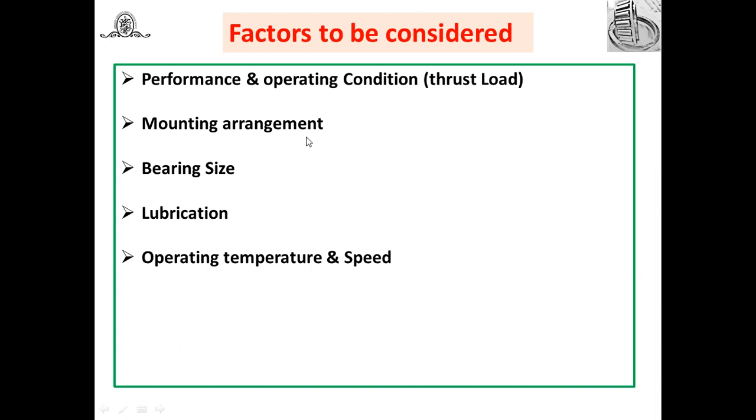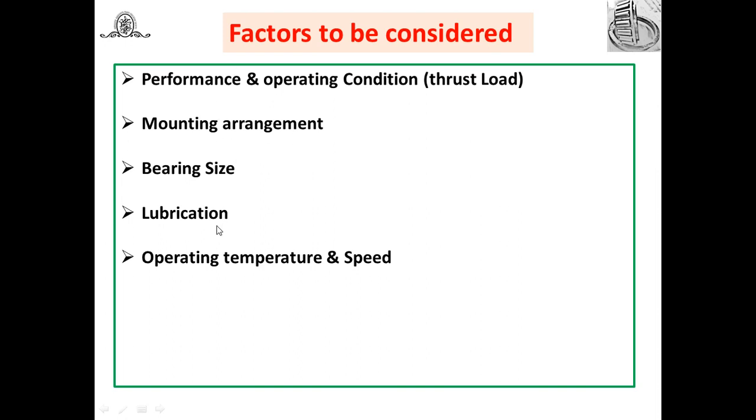Then next one is the bearing size. Why bearing size? Because here in nomenclature we have discussed how the different numbers designate the bearing. So here you will find that as the size of the bearing increases, the cost also increases. Even for the same diameter shaft, 3 to 4 bearings are available in standard sizes. That's why bearing size also plays an important role.